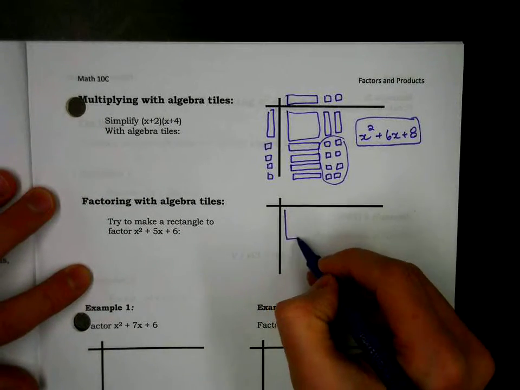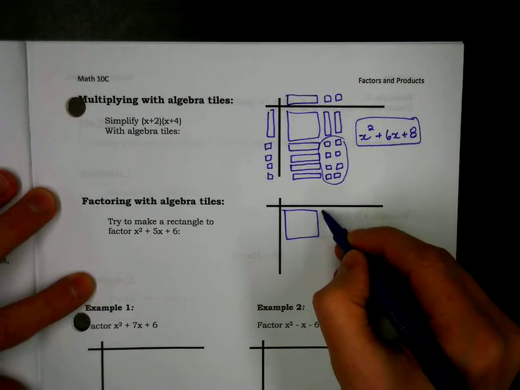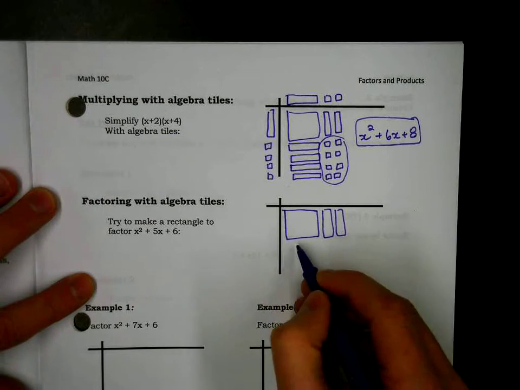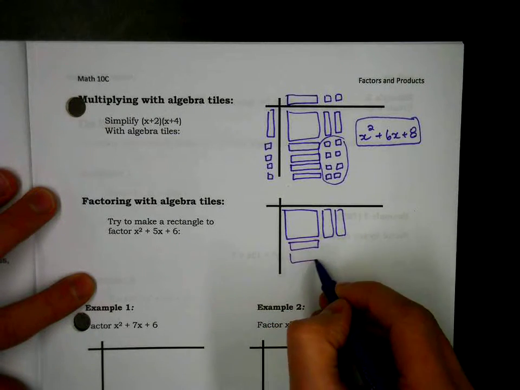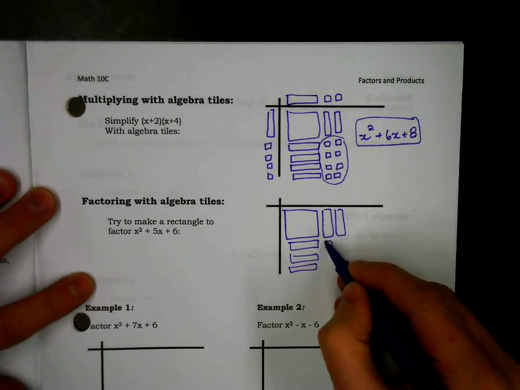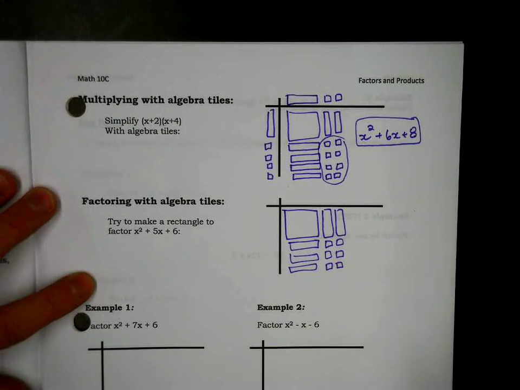The result ends up working nicely if you have an x squared in the top left, 2 x's, and 3 x's in that spot. This will allow us to place 6 singles in the bottom right. Then we can ask what is the length and what is the width?